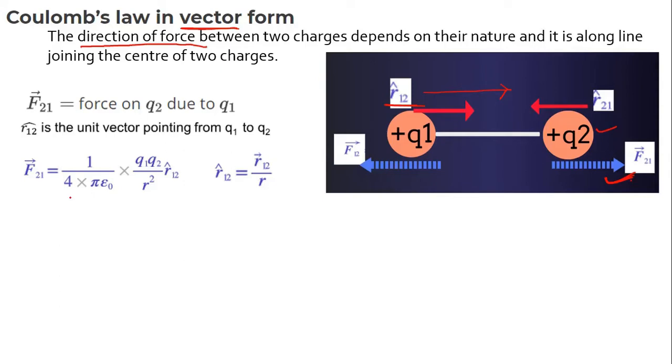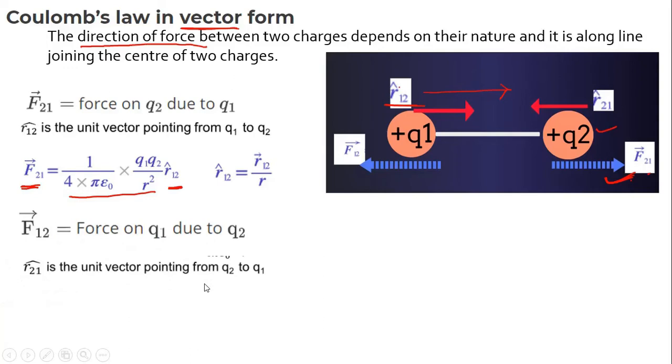Mind it, this is the magnitude part only. Since we are dealing in vector form, in the direction of F21 we have a unit position vector, that is R12. Here R12 and F21 are pointing in the same direction. So this is our equation in vector form, where the unit vector R12 can be represented as vector R upon its magnitude.